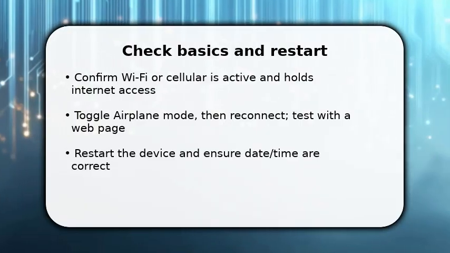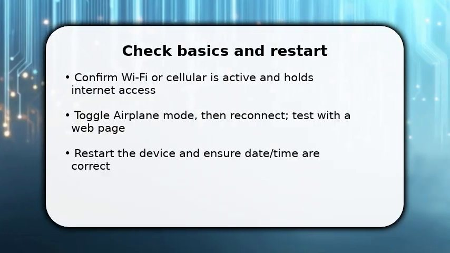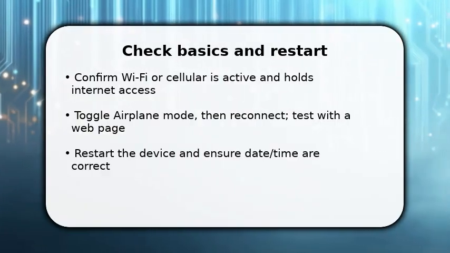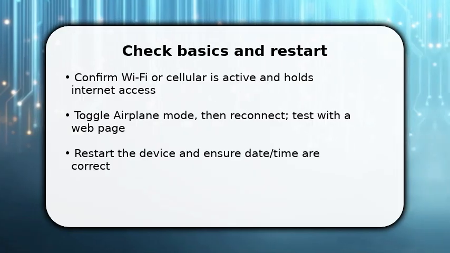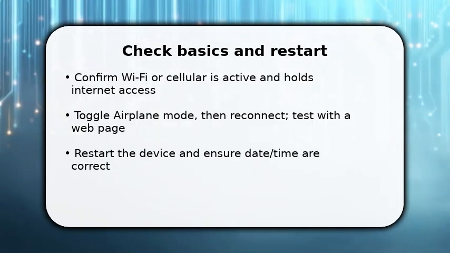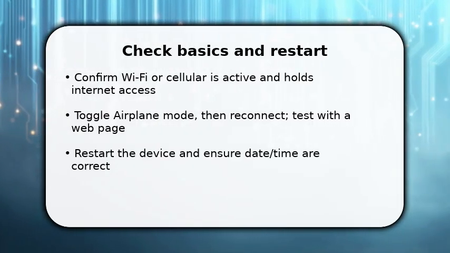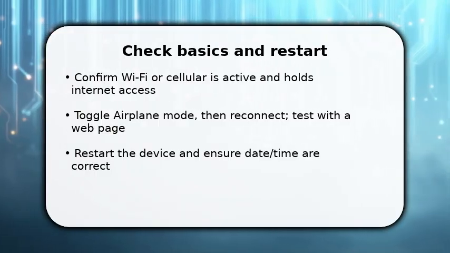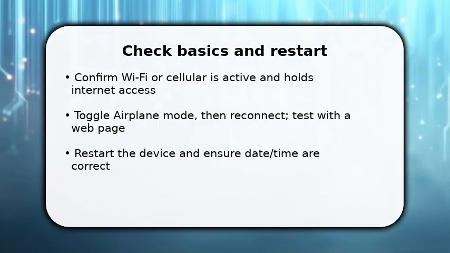You start by confirming the essentials, network and device state. First, make sure your Wi-Fi or cellular data actually has internet. You can load a simple web page to verify. Once done, toggle airplane mode off and on to reset radios, and then restart the device so cache is clear.